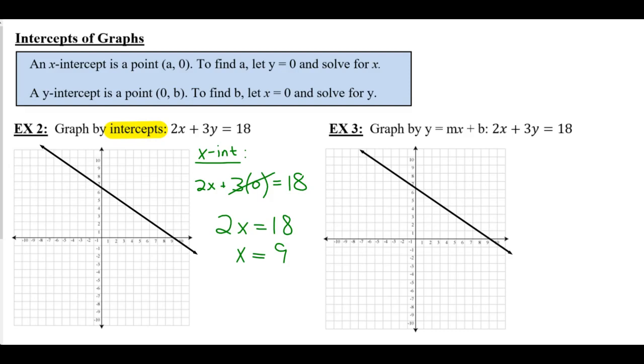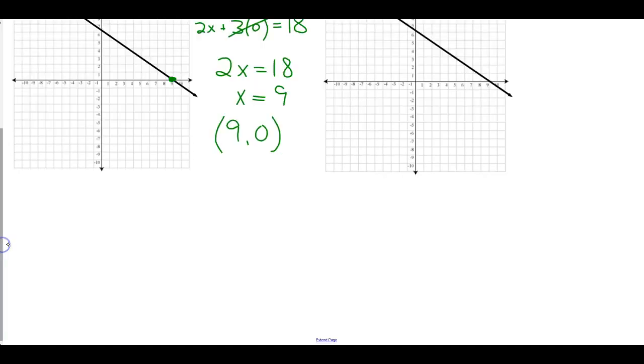Now let's write that as a coordinate, as a point. So how would I write an x-intercept as a point? 9, 0. Now you can see I already have these graphed, but can you see how that x-intercept is 9? So go ahead and plot your x-intercept of 9. And now let's do the same thing for y, but what are we going to change?